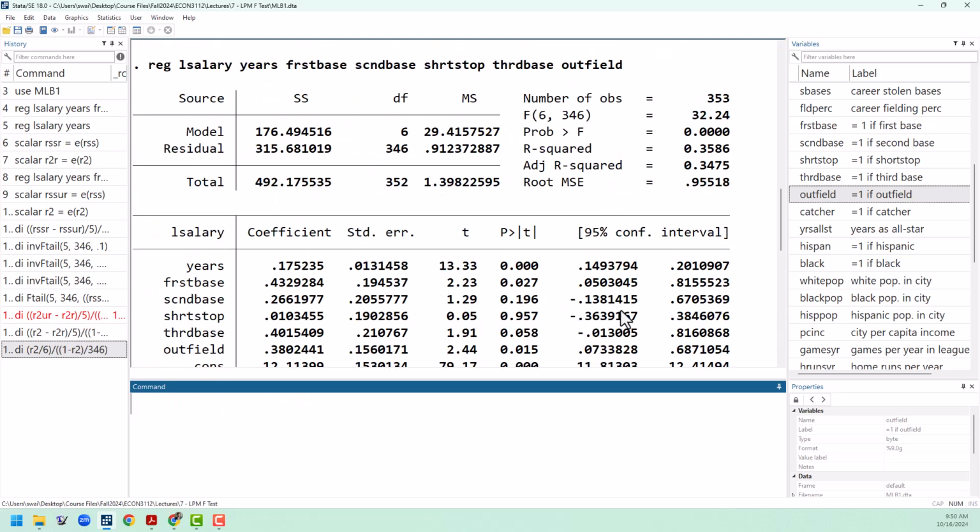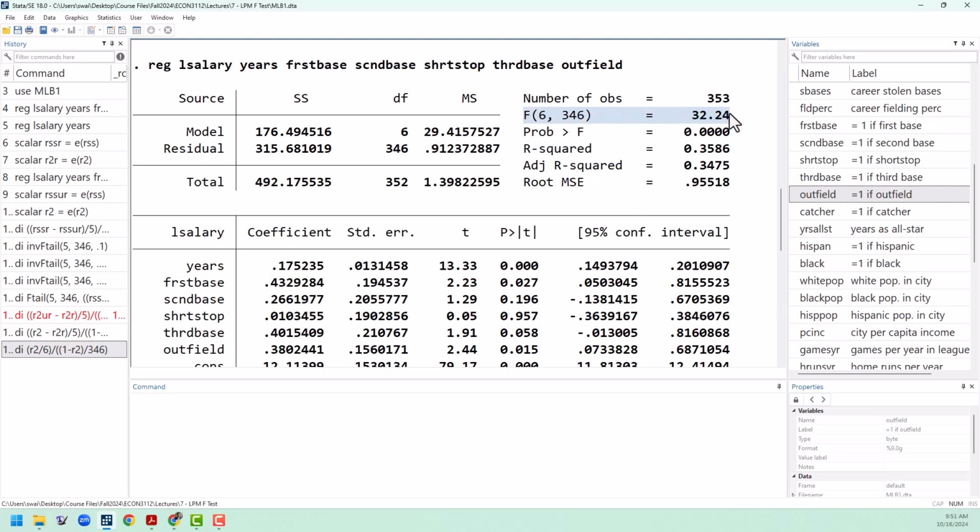And if we go up to our regression output, we can see that the F statistic that it gives us right here is for our overall significance. 32 is a very high F stat. You can see that the corresponding p-value is so low that Stata has rounded it off to 0, so we have very strong overall significance in this regression.